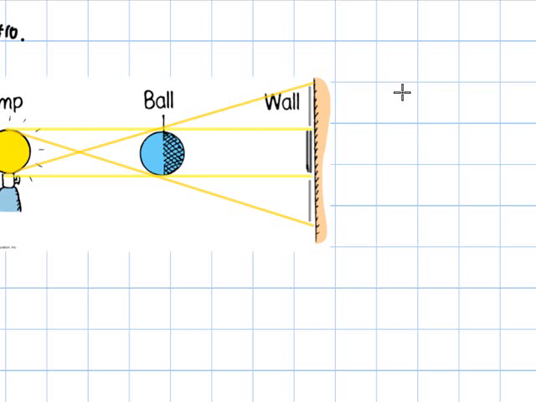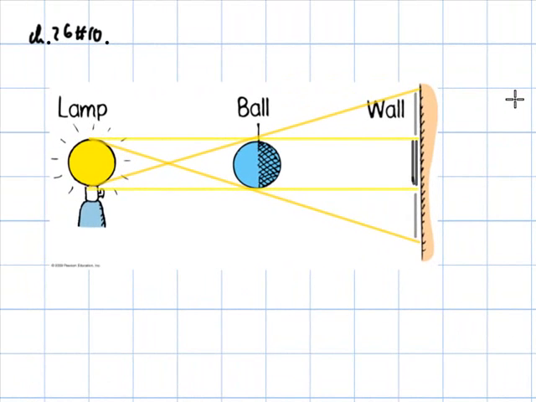And just like they said, the diameter of the umbra on the wall is the same as the diameter of the ball, and the diameter of the penumbra is 3 times the diameter of the ball. So if we assume that this is actually a circle on the wall, we're looking at it in cross section here, then the diameter would be from the very top to the very bottom. It's 3 times the size of the ball.